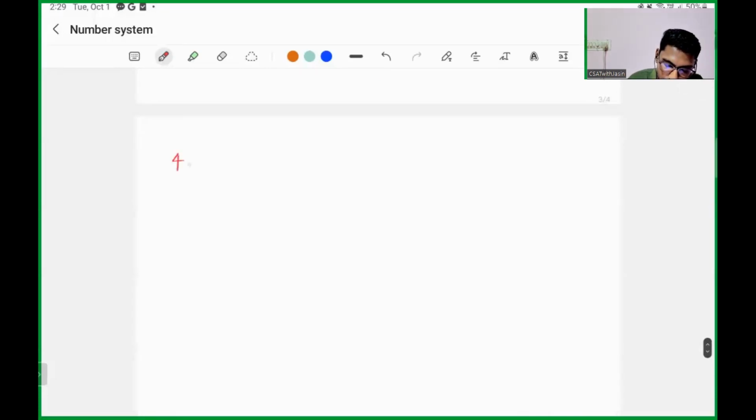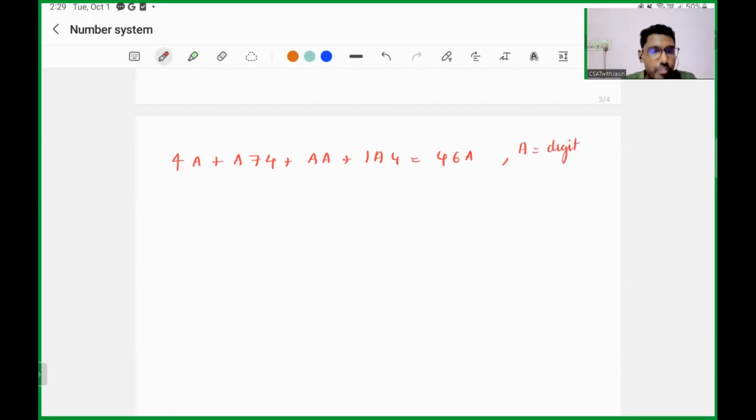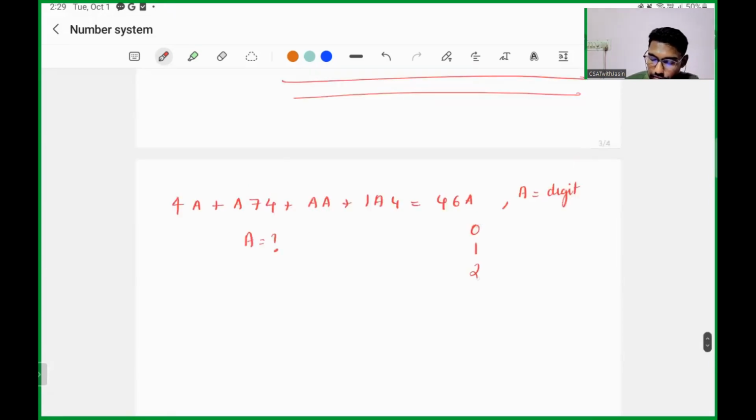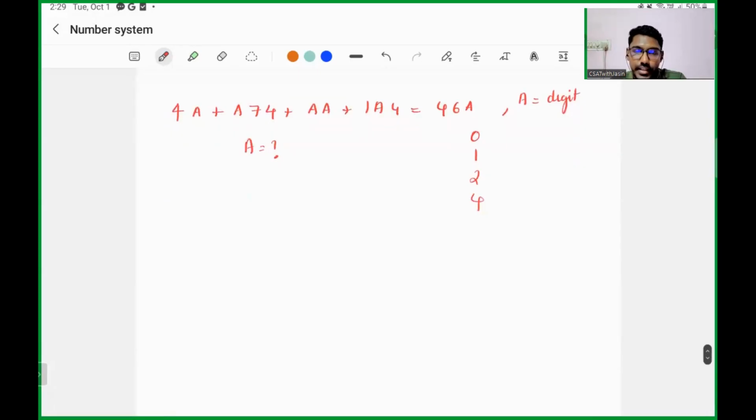Let's say 4a plus a74 plus a plus 1a4 is equal to 46a. So this is a question. Here a is actually a digit. So 4a can be 41, 4a can be 42, 4a can be 43, like that. Now you need to find out what is a. I'll give you options 0, 1, 2, and 4. So try to find what is a. You just try. I will then tell you how you need to approach this type of question.